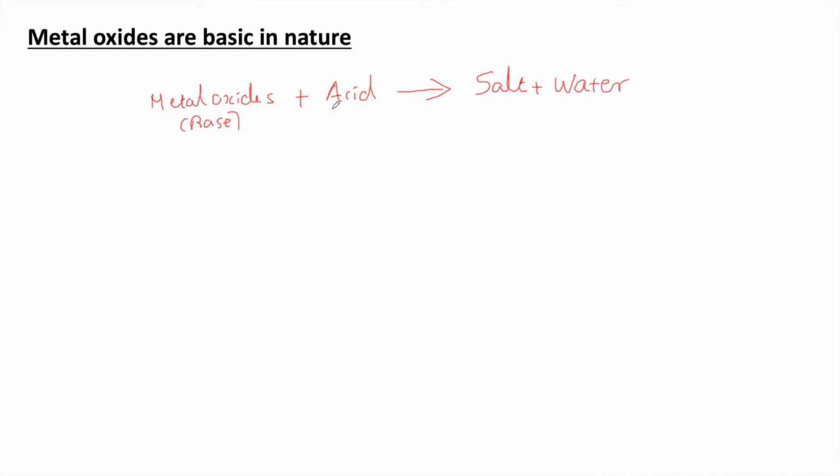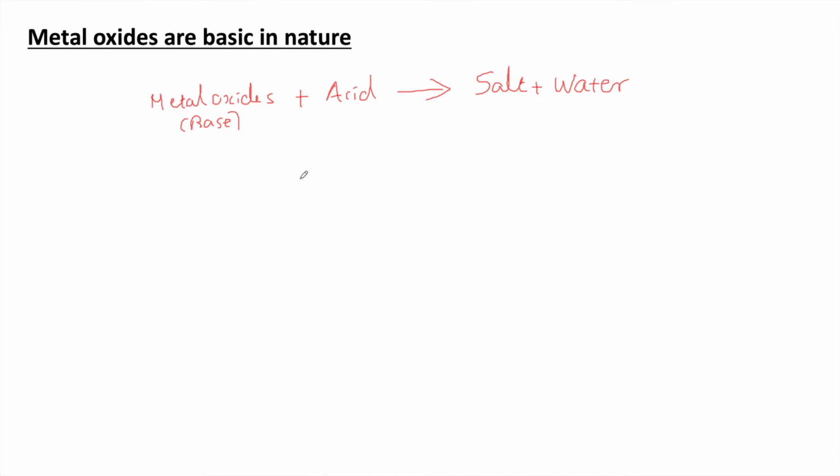Now we can discuss some characteristics or properties of metal oxides. Metal oxides are generally basic in nature. That means metal oxides show the characteristics of bases. So they will react with acids, right? Metal oxides always react with acids. This is base, so base plus acid gives salt plus water. This is the general reaction of metal oxides with acids.